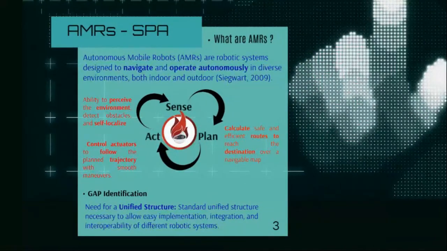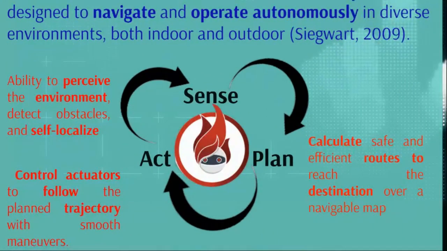Okay, but what must the robots have to accomplish these tasks? Well, basically, they need to sense the environment and self-locate, and plan the route and operate over this planned trajectory, tracking this trajectory, sending commands to the actuators.